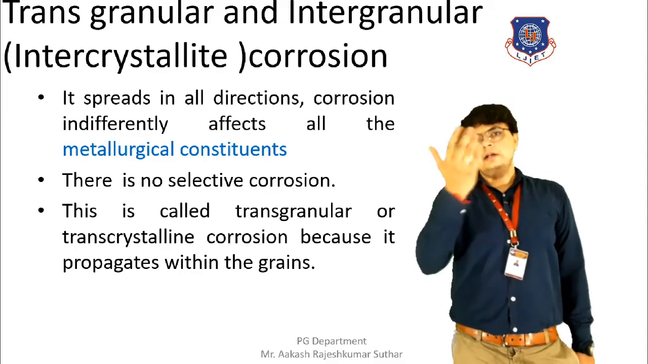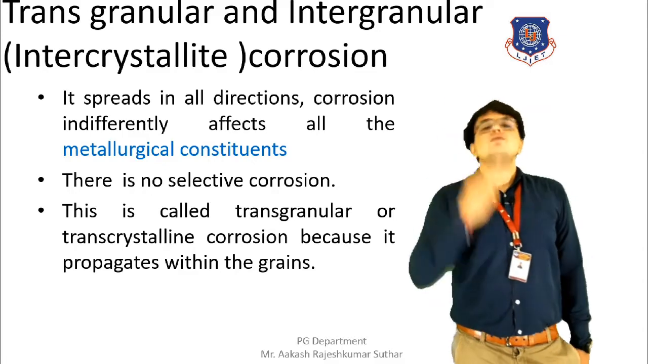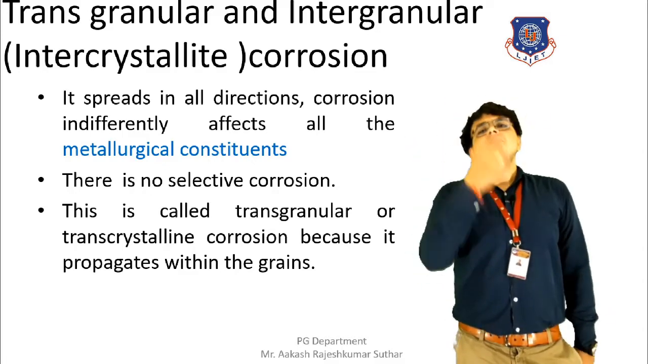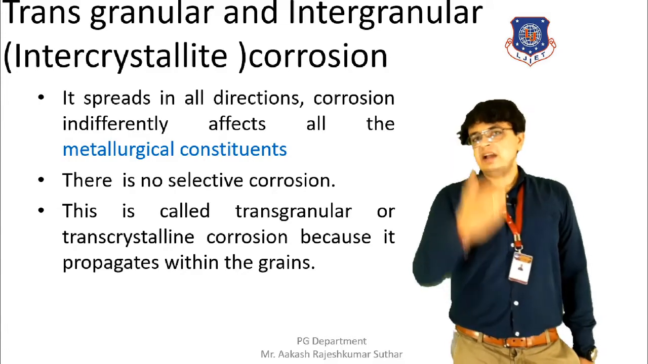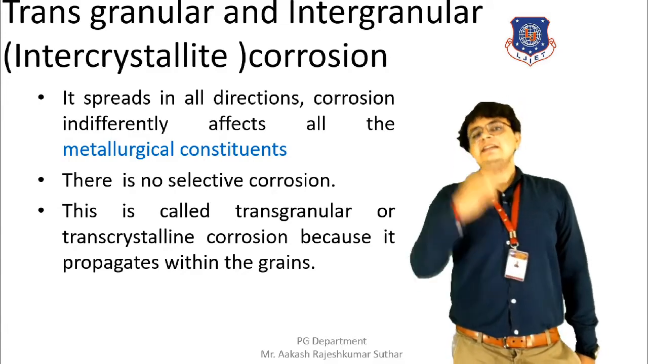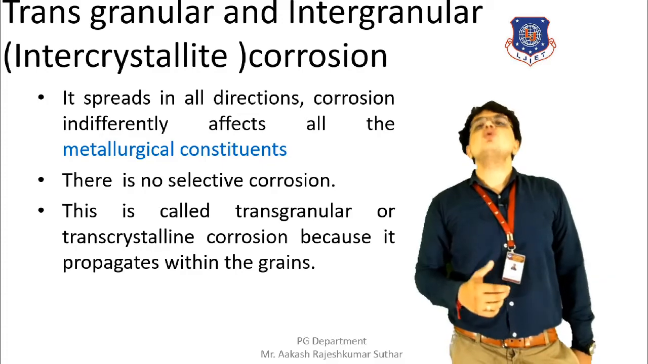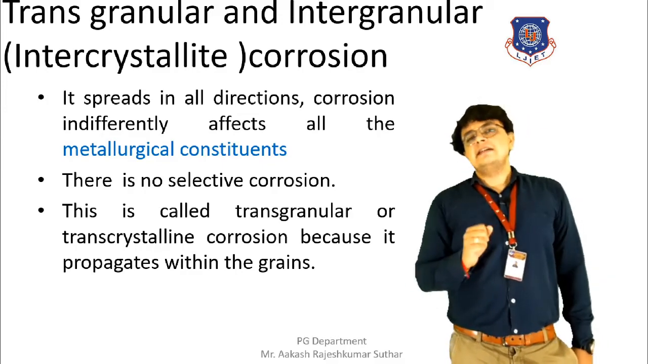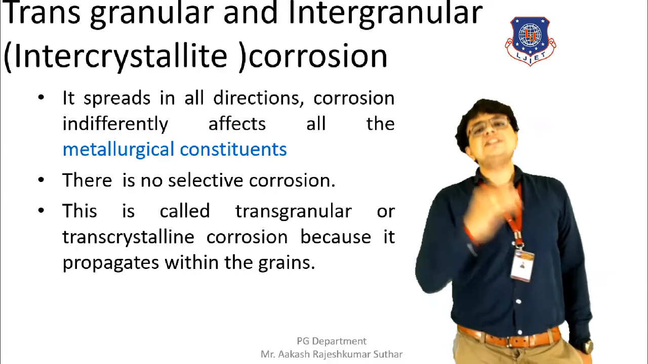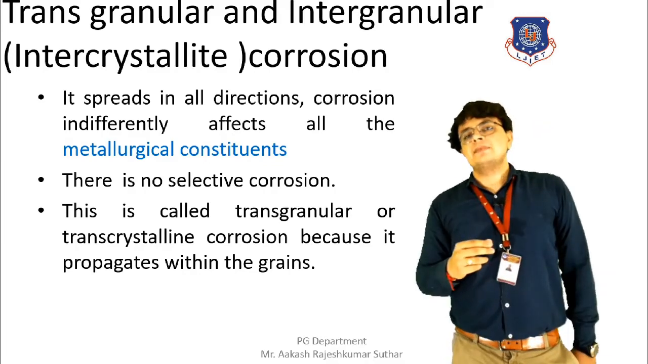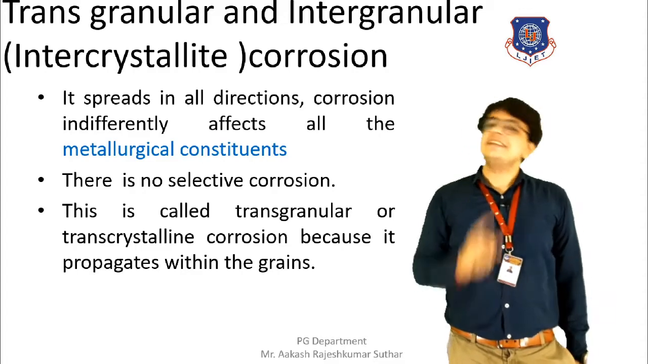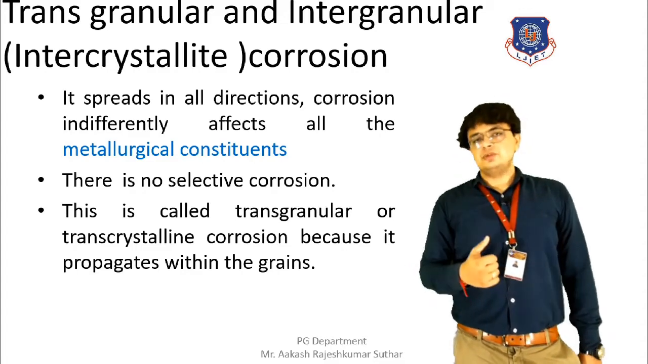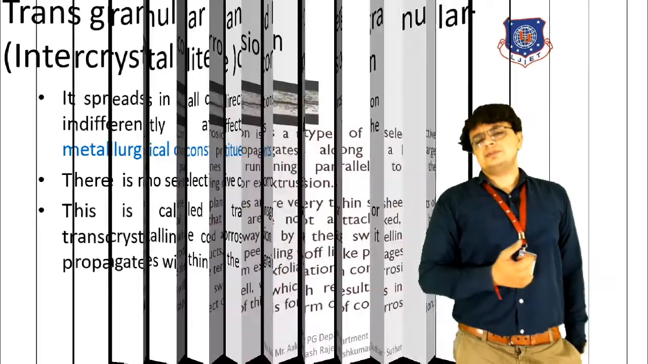This is also a spreading type of corrosion, that is uniform type of corrosion, but its way of spreading is different, and that is why it is termed as the intercrystalline or the intergranular corrosion. Summarizing this type of corrosion, we can say that spreading of the corrosion to each and every grain of the metal will be the intergranular type of corrosion. So this is this type of corrosion. Moving towards the next type of corrosion.